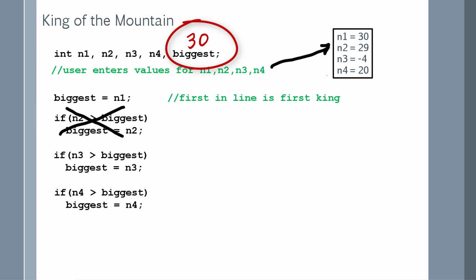Same sort of thing happens when we compare N3 to the biggest variable. No contest there either. Likewise, the 20 stored in the N4 variable is not larger than the 30 stored in biggest. So here's a situation where the original king remained the king because no other values were larger.